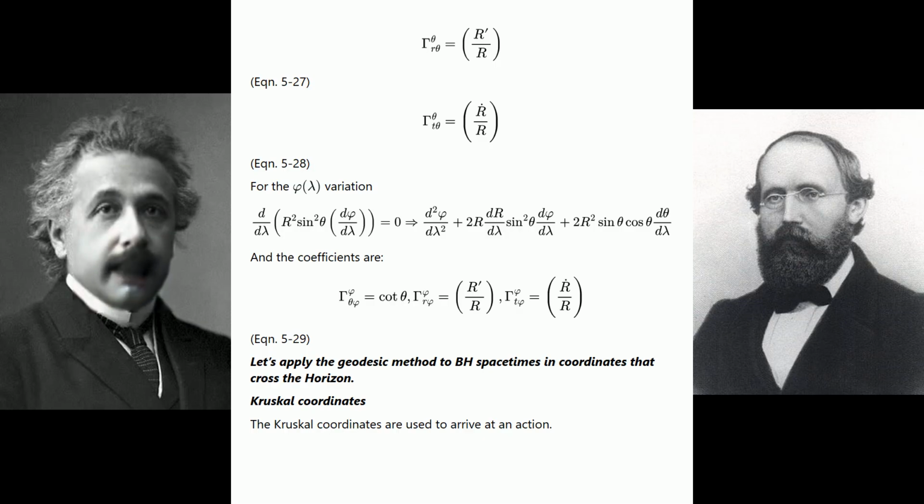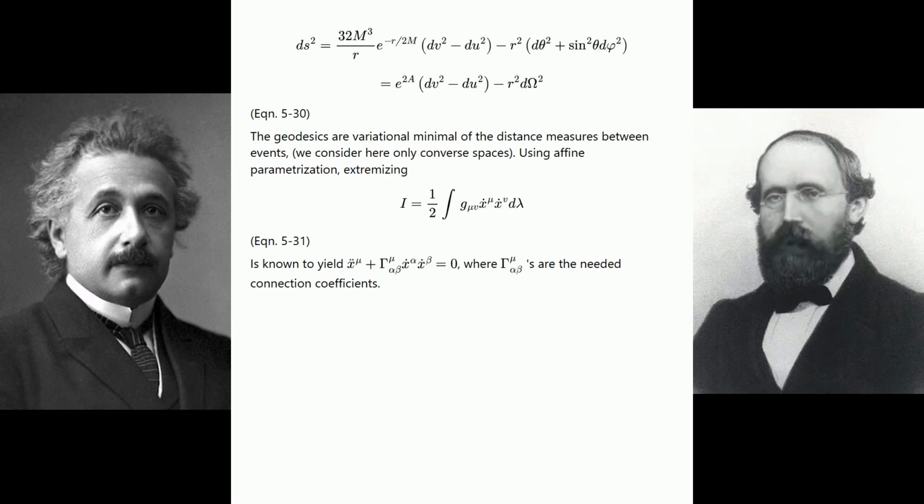Let's apply the geodesic method to BH spacetimes in coordinates that cross the horizon. Kruskal coordinates. The Kruskal coordinates are used to arrive at an action. See the equation. See equation 5-30. The geodesics are variational minimal of the distance measures between events; we consider here only convex spaces. Using affine parametrization, extremizing, see equation 5-31.